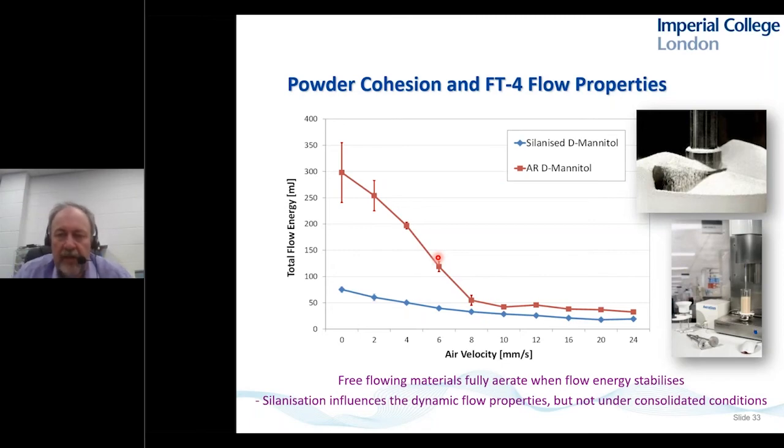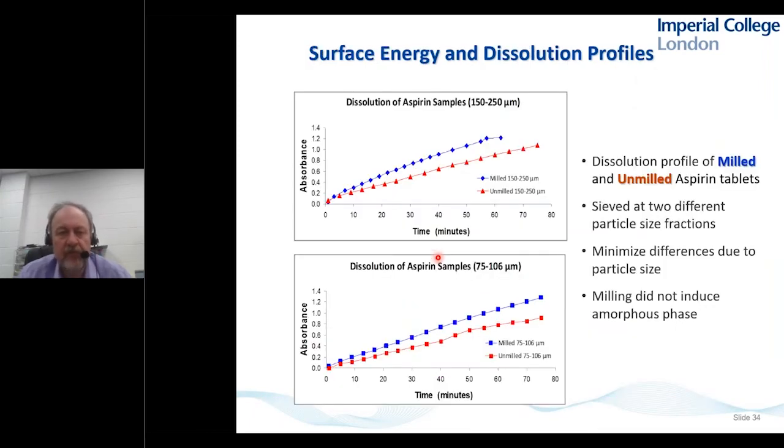So automatically, with powder properties using IGC and powder flow mechanics, we start to see correlations and agreements. So let's move on to a slightly different topic now. We're moving away from the mannitol. We're now moving on to some aspirin materials. So we're looking at the moment at some milled and unmilled aspirin materials.